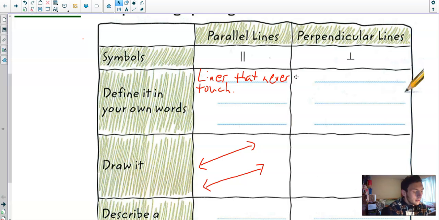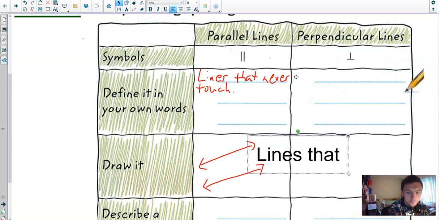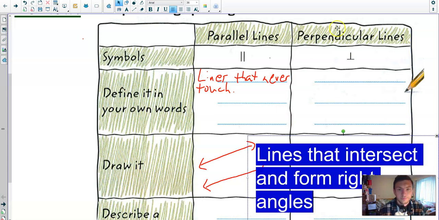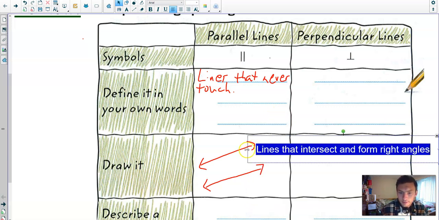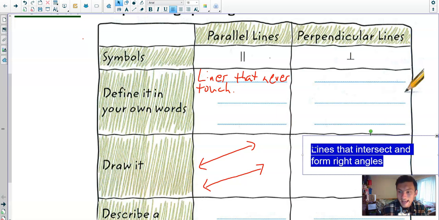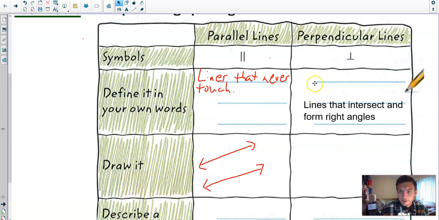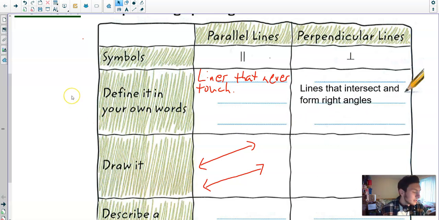Perpendicular lines are lines that intersect and form right angles. I'm going to make that smaller, and we're good. Here we go. Lines that intersect and form right angles. So not any lines that intersect, only lines that intersect and form right angles. And when I draw a picture, that might help you visualize it. So they have to touch, and they have to form right angles.